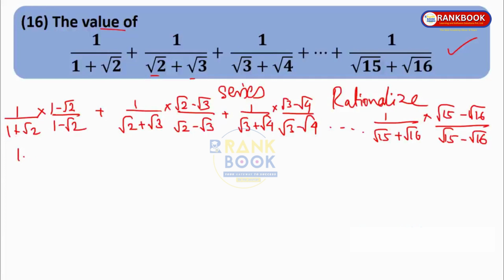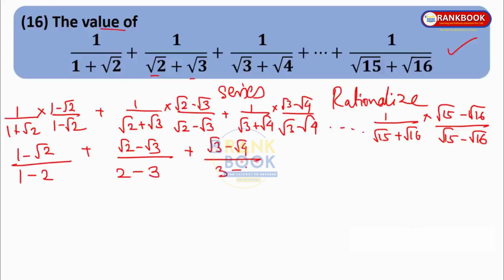So at the bottom we'll have 1 minus root 2 upon, at the bottom it would be A square minus B square. That is 1 square is 1, and root 2 square is 2, plus root 2 minus root 3 upon root 2 square is 2 minus root 3 square is 3, plus root 3 minus root 4 upon 3 minus 4, plus continuing, what we get? Root 15 minus root 16 divided by 15 minus 16.